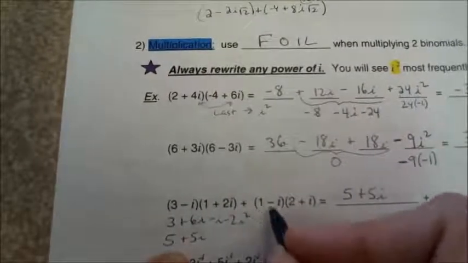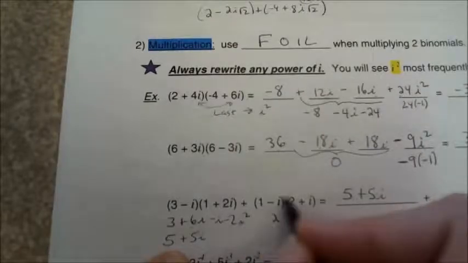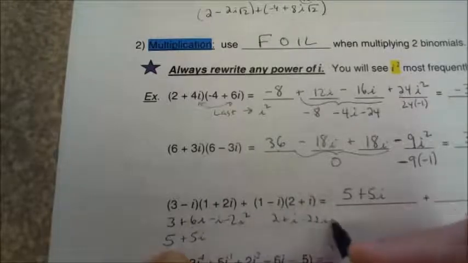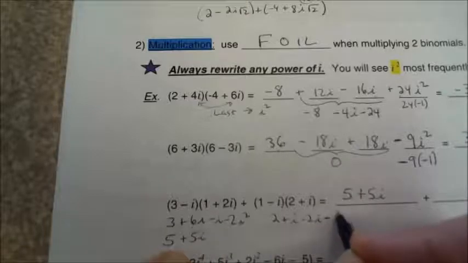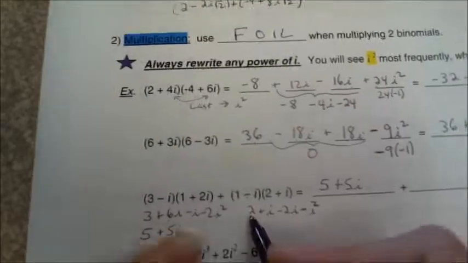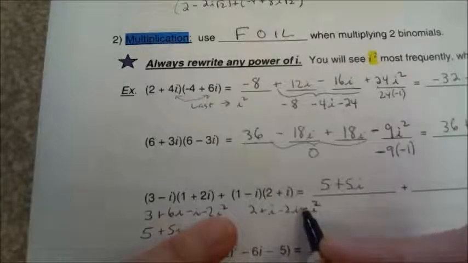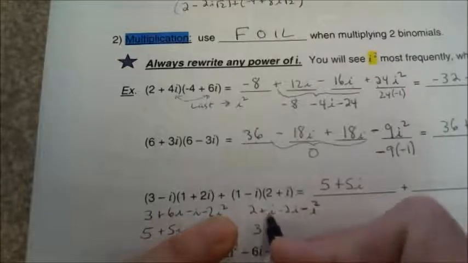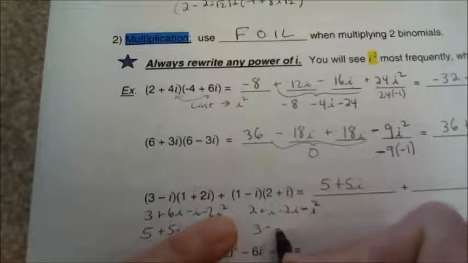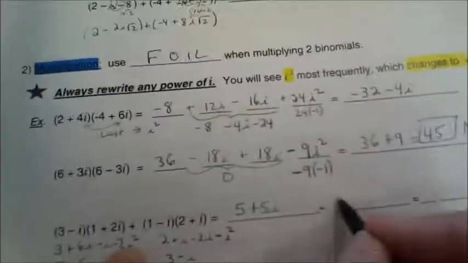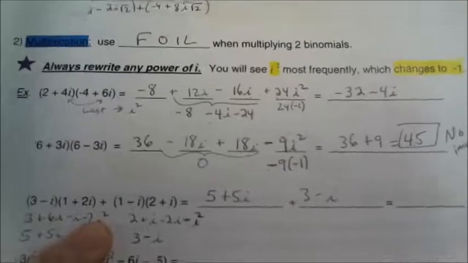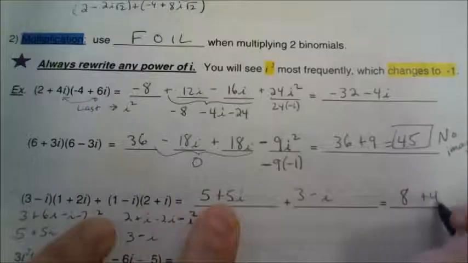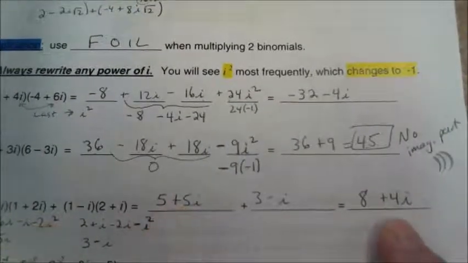In the second one, when you FOIL this, 1 times 2 is 2, plus 1 times i, minus 2 times i. Negative times positive is negative. I times I is I squared. I squared is negative 1, so a negative 1 is a positive 1, and 2 plus 1 is 3. I minus 2i is negative i. So that FOILed out becomes 3 minus i. And then when you add them together, 5 plus 3 is 8. 5i minus i is 4i, and that would be your final solution.